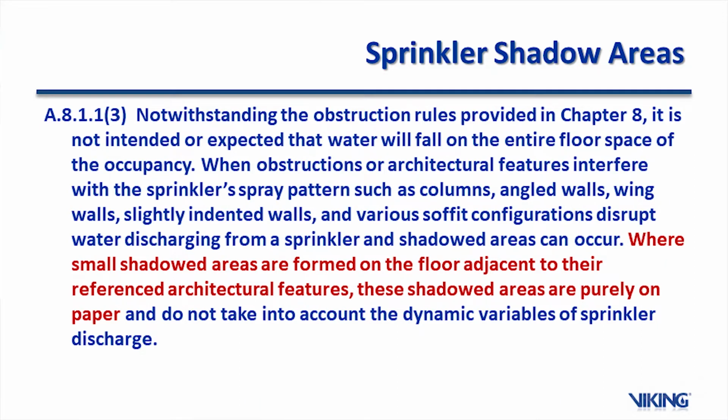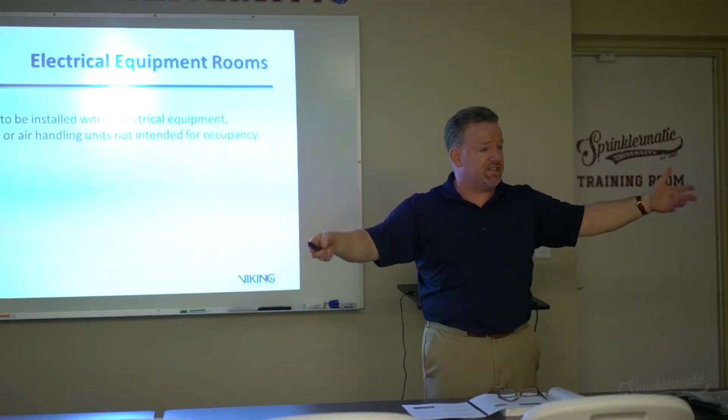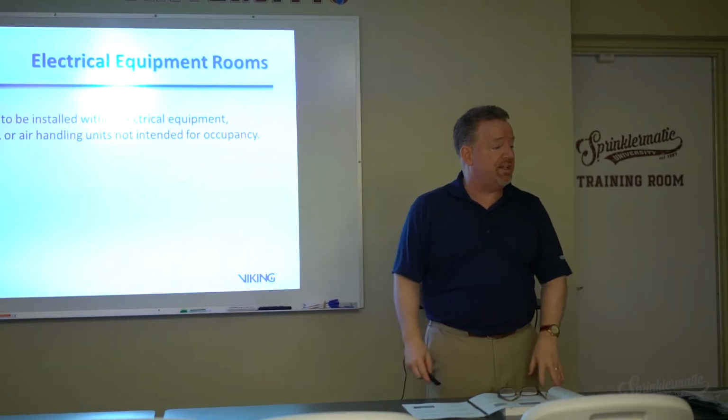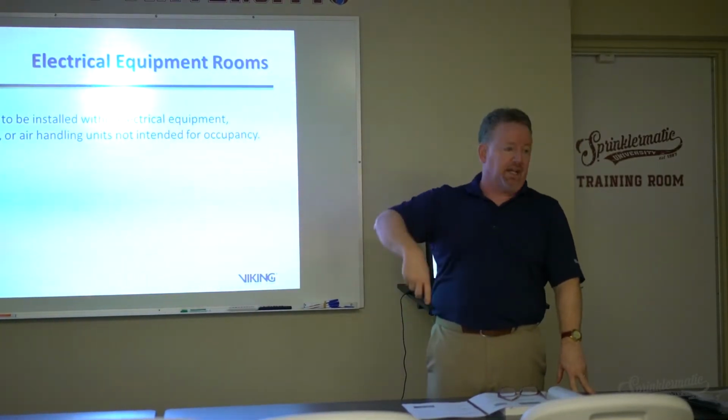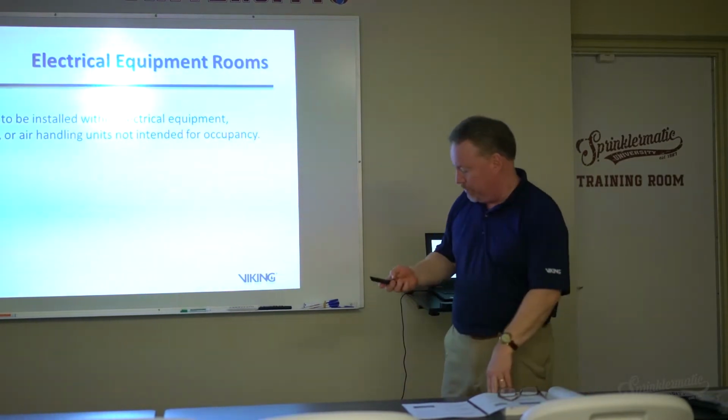Okay, and then we get into places like electrical equipment, not electrical equipment rooms, but electrical equipment, period. Big, huge equipment, air handlers, things like that just get placed in large spaces within buildings. And once again, we've got an exception that says you don't have to drop sprinklers down into those locations.